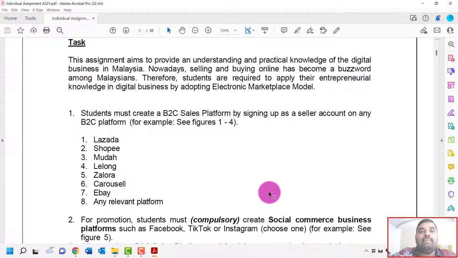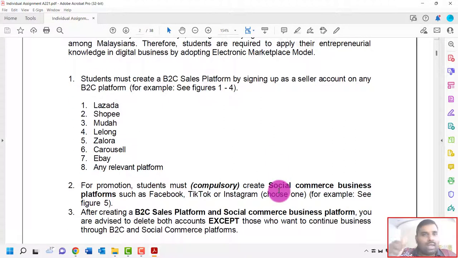First of all, this assignment aims to provide an understanding and practical knowledge of digital business in Malaysia. Selling and buying online has become a buzzword among Malaysians. Therefore, students are required to apply entrepreneurial knowledge in digital business. So what you have to do is first find the product, one product or multiple products. You can get your product from your friend as well. Maybe your friend and yourself want to sell the same product, also no problem, but on a different platform.